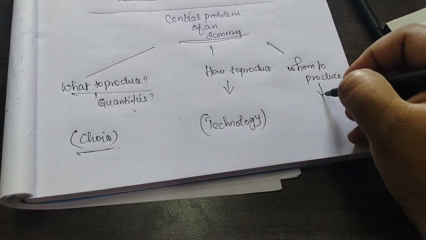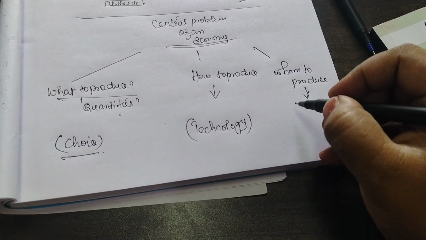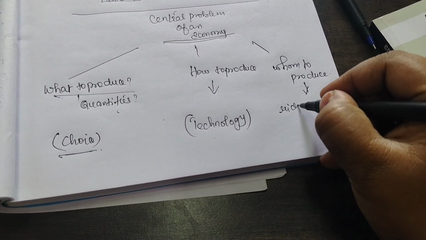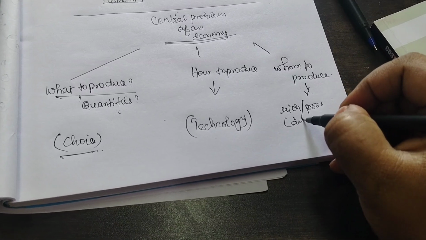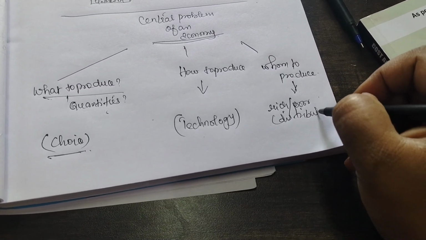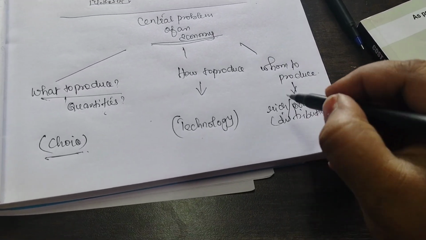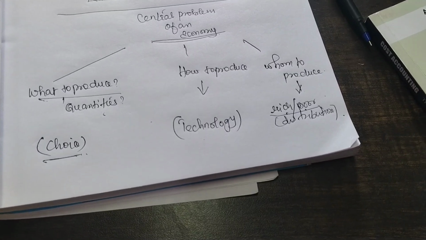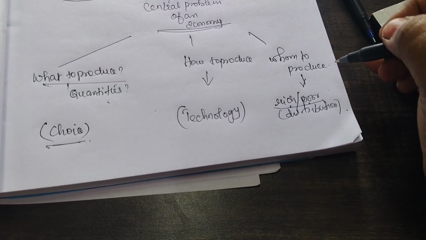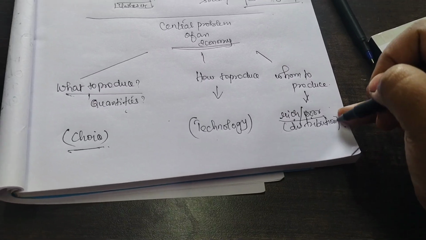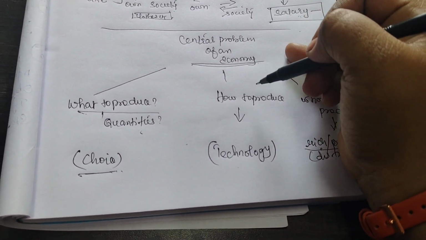And for whom to produce, it means to whom the product has to be made. For example, to rich or poor, to what section of society. This discusses the problem of distribution. What kind of taste and preference they will have, whether it will be for the rich or poor, or what section of the society they are going to target the market. So for whom to produce is all about the problem of distribution. So these are the central problems of an economy.